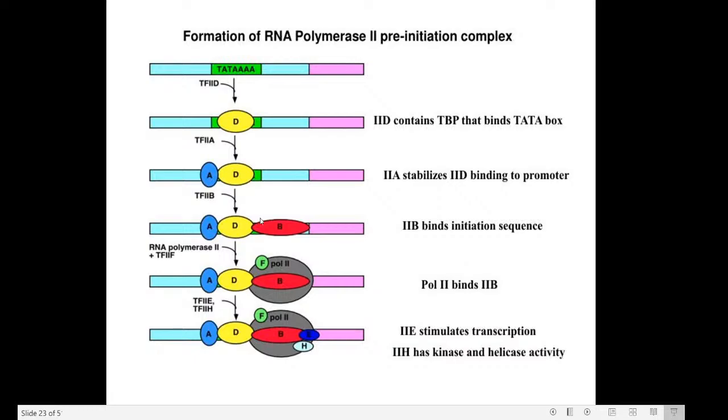This may be a question: what is the order of binding of the initiation complex? D, then A and D, then ADB, then ADBF, then ADBF EH. These are all sequential processes.